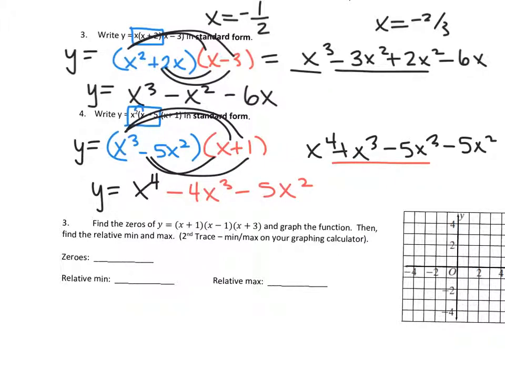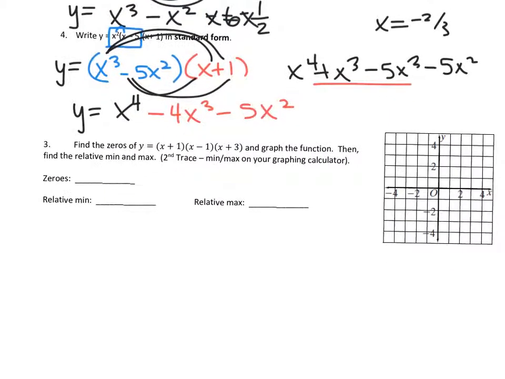Okay, number 3, find the zeros and graph the function, then find the relative min and max. So first I'm going to write the zeros. The zeros are going to be at -1, 1, and -3. So you can actually plot those, -1, 1, and -3. This is where it's going to be crossing the x-axis.